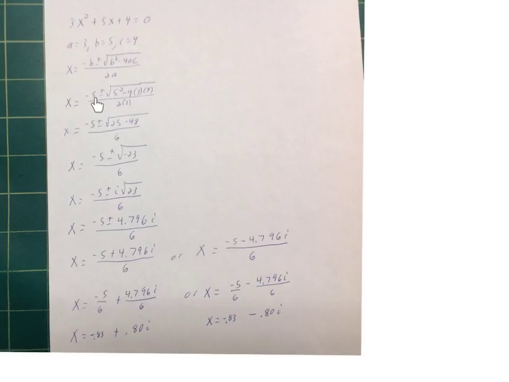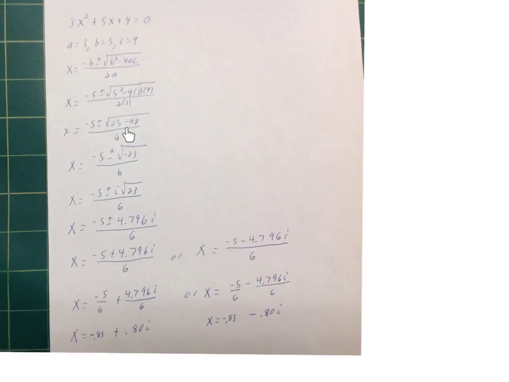B is 5, be careful with the sign, so you put B in these two places, minus 4A, A is 3, and C is 4, over 2A. So you put the numbers in, now you want to crunch the numbers here. So it's negative 5, it'll be 25, you multiply these, and that's a minus 48, 2 times 3 is 6.